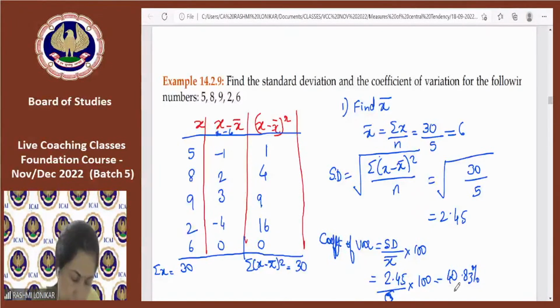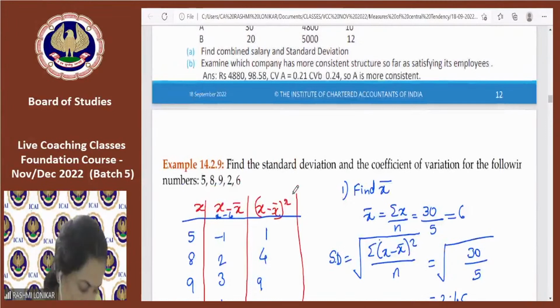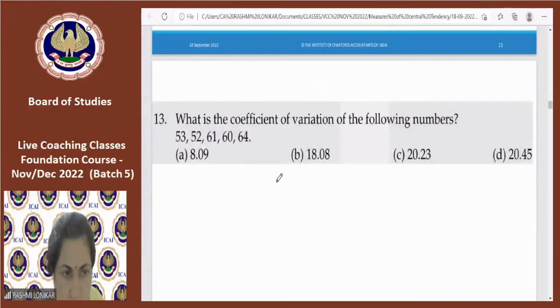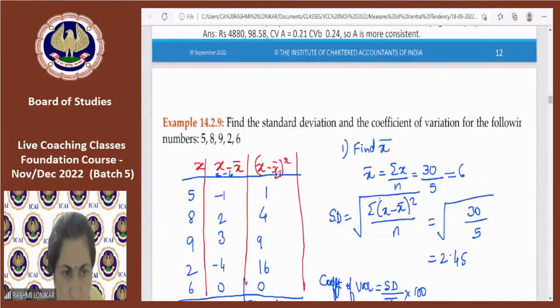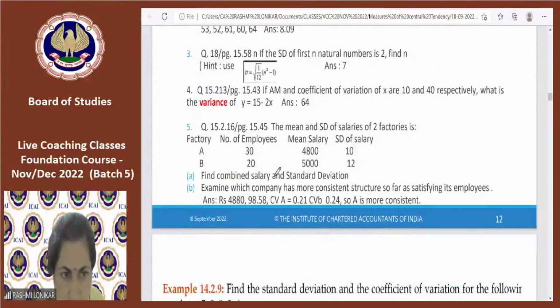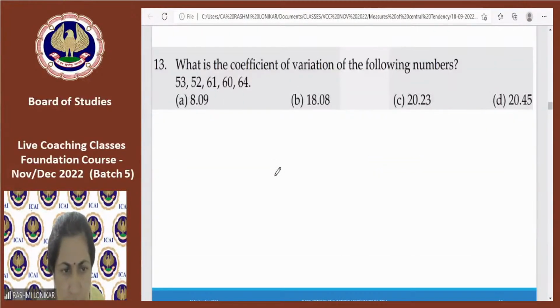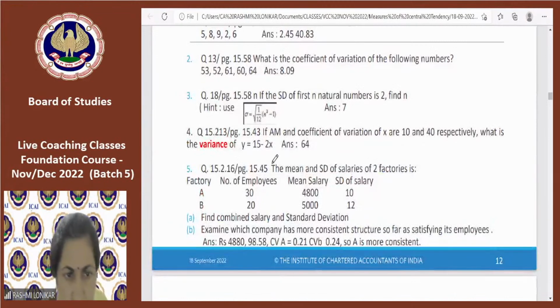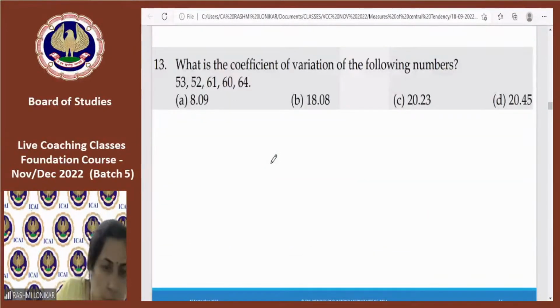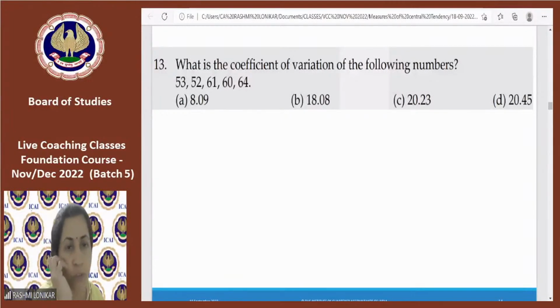Bala, I'll just see what the question is. Next question is, we are taking question number 13. I think it's from set A, page 14.58. Let's see. What is the coefficient of variation for the following numbers? Okay. So directly they have not told you that you must find mean and then you must find standard deviation. But when they say you must find coefficient of variation, obviously you must find both of them.